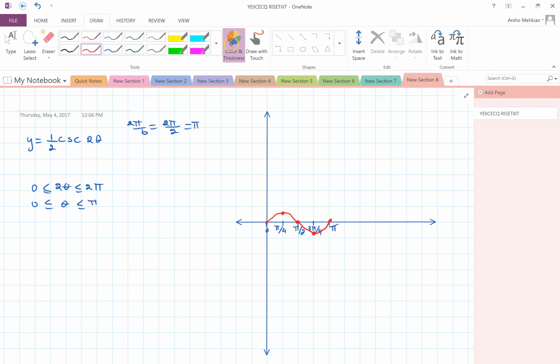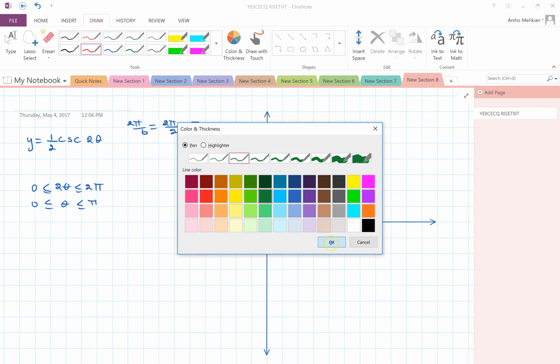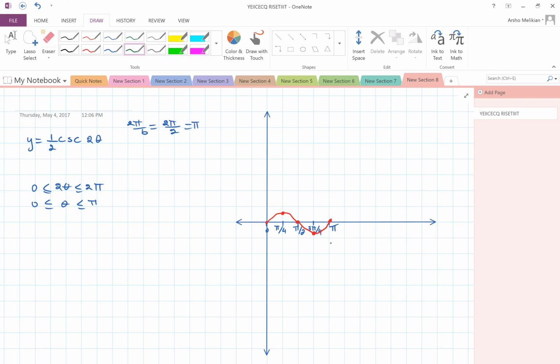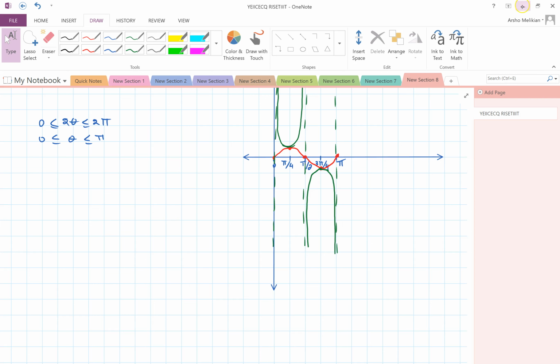Okay, so now I'm going to put in my asymptotes. Where? At 0. At pi over 2. And at pi. And here comes the cosecant. They look like U's. They touch at that one point, and then they look like U's. All right? That's it. Okay? That's all. All right, so this will be it.